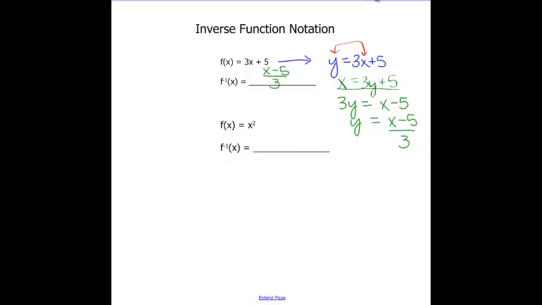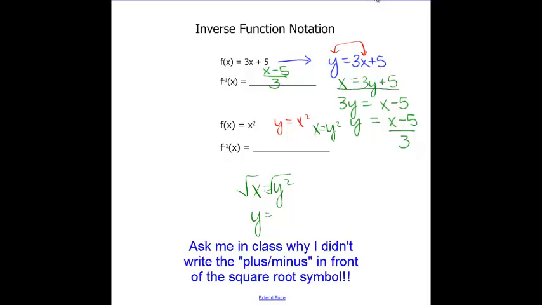If we have f of x equals x squared, again, what I'm going to do is change that into y equals x squared form, and I'm going to swap my y with my x, so now that's x equals y squared, and solve for y. So if x equals y squared, I'm going to solve that for y. I just have to take the square root of both sides, and I'm going to get y equals the square root of x.